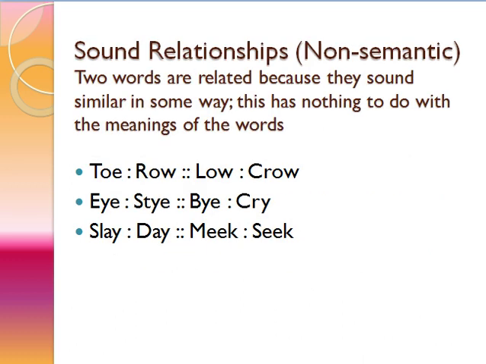Sound relationships, or non-semantic. Two words are related because they sound similar in some way. This has nothing to do with the meanings of the words. For example, taw is to raw as law is to craw. Eye is to sty as buy is to cry. Slay is to day as meek is to seek.